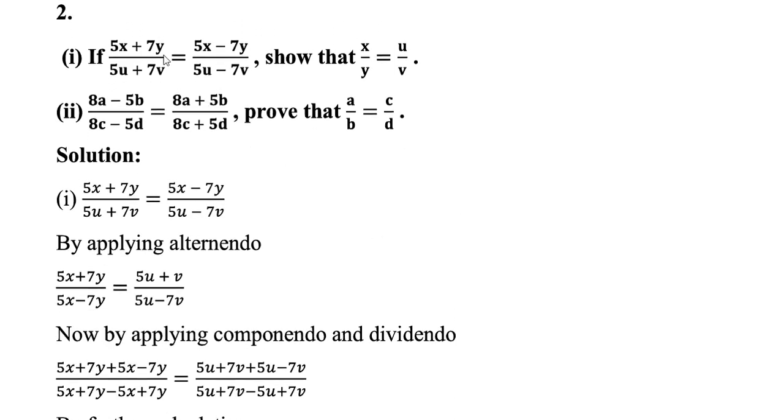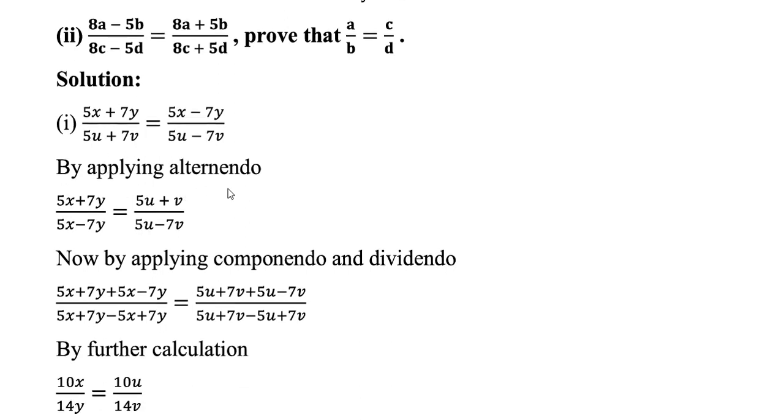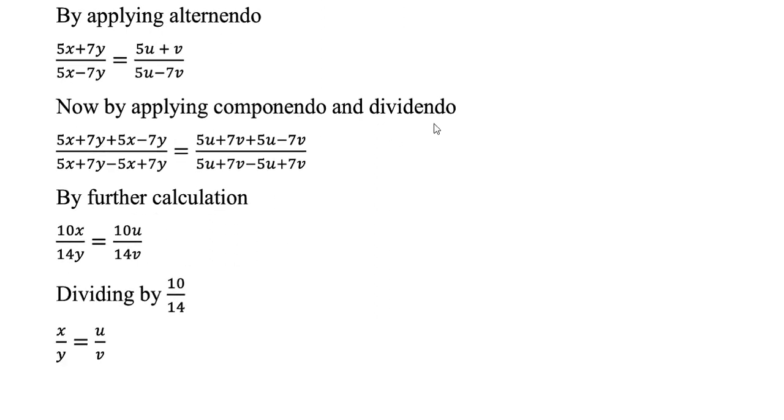If (5x + 7y) divided by (5u + 7v) is equal to (5x - 7y) divided by (5u - 7v), then prove x by y is equal to u divided by v, and number 2 is also there. So let's come one by one. First I will write, after applying alternando, (5x + 7y) divided by (5x - 7y) is equal to this one divided by this one. After applying componendo and dividendo, you will get this.